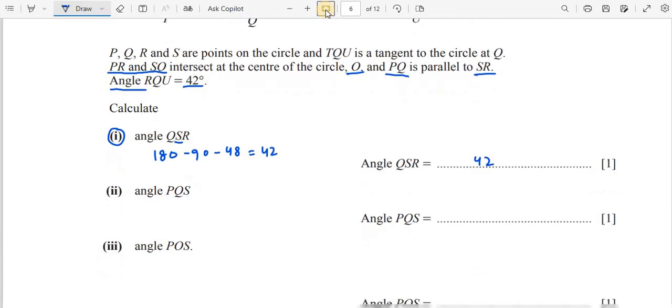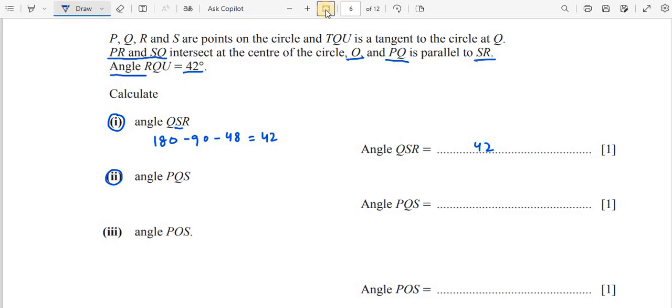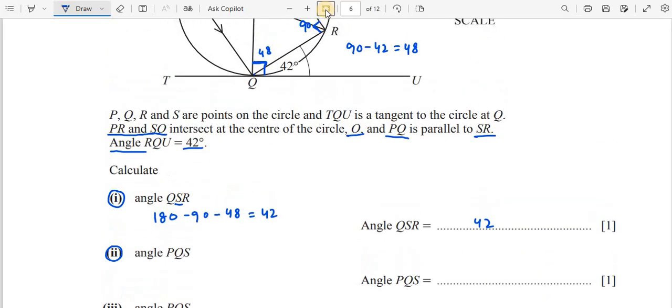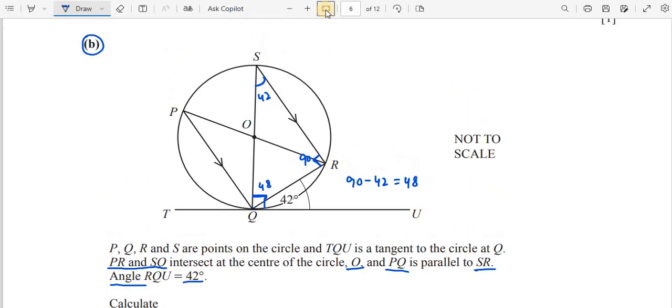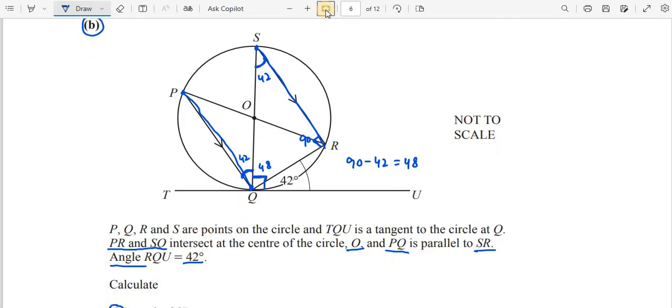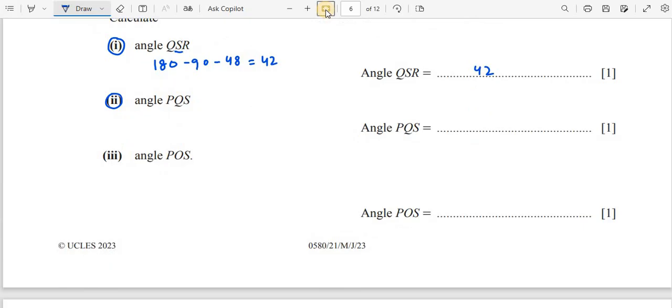Part B. Find the angle PQS. This is Q. We find this angle P, Q and S. We know that this side and this side are parallel to each other, so alternate angles are equal to each other. This angle is equal to 42 and this angle is also equal to 42. So angle PQS is also equal to 42.